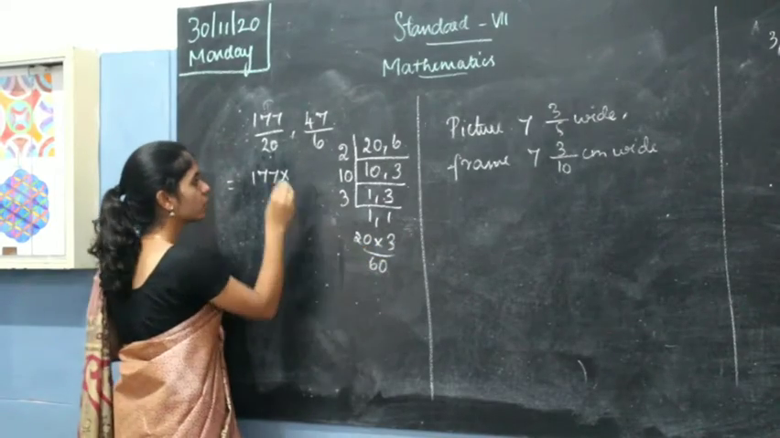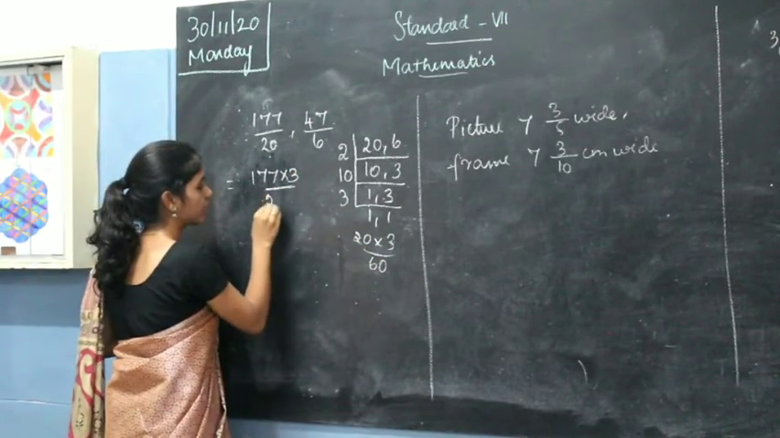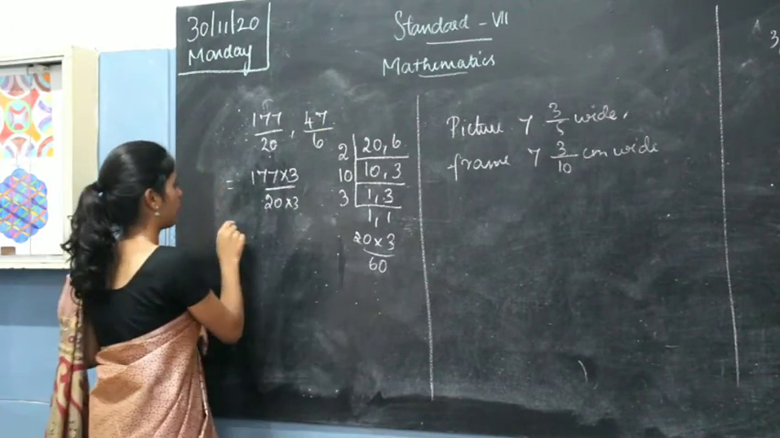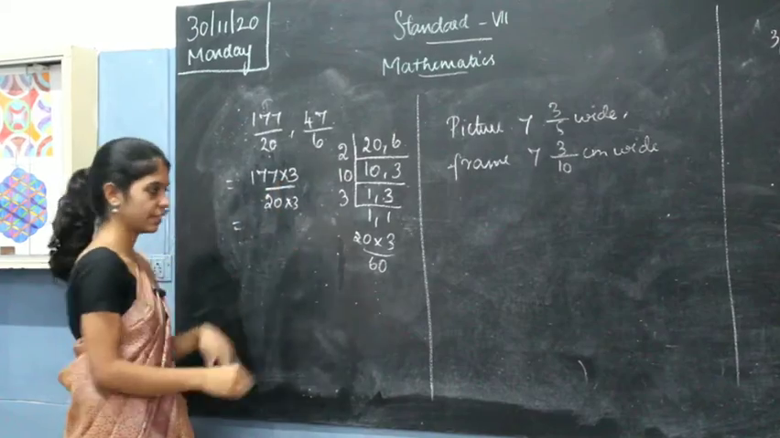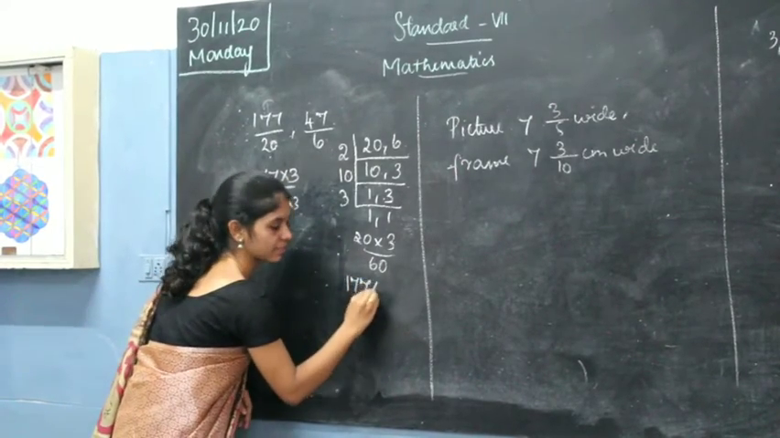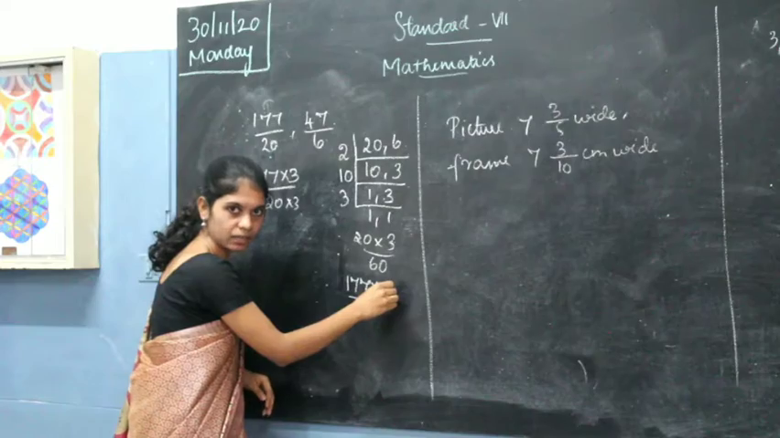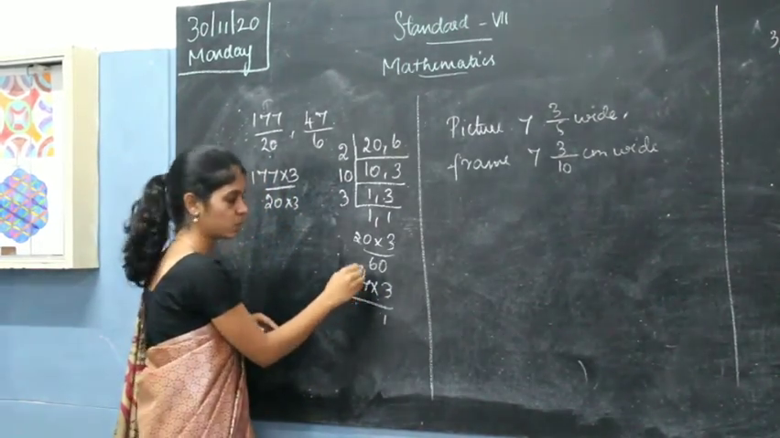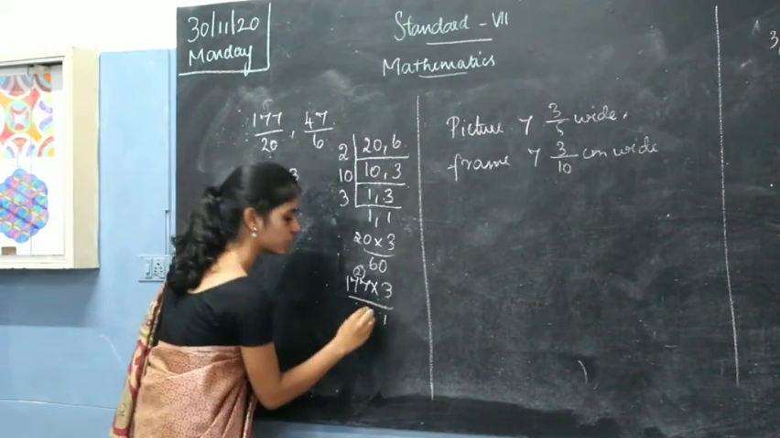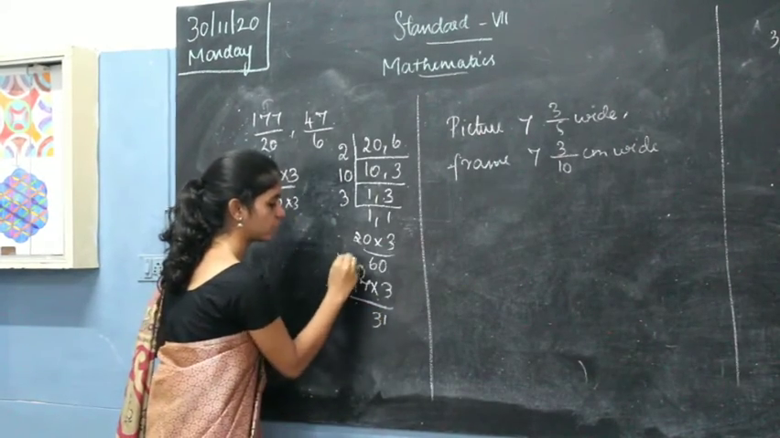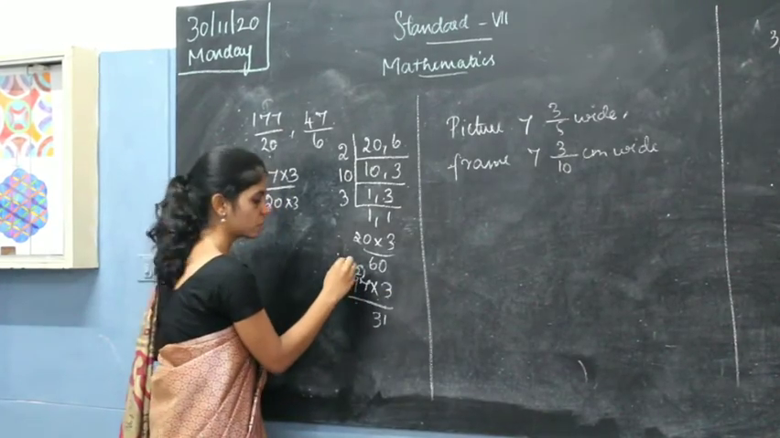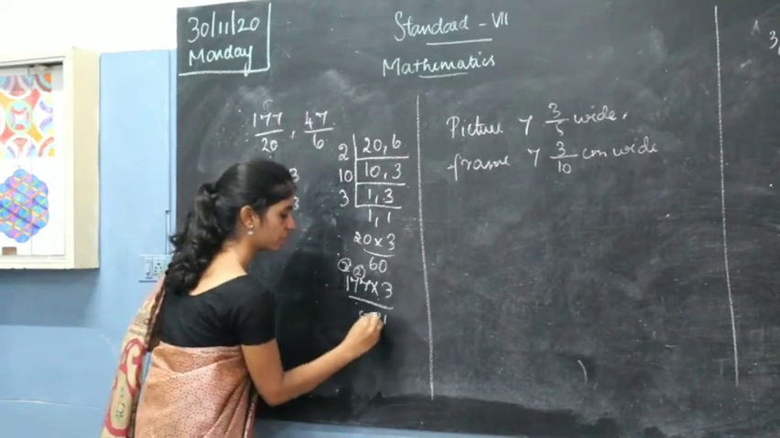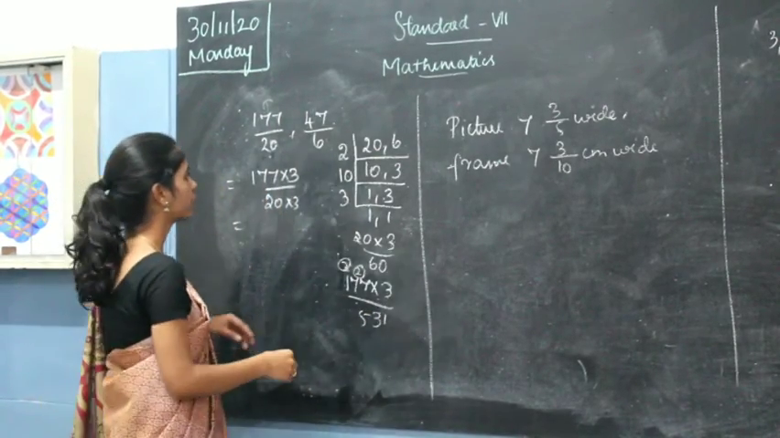20 into 3 will give you 60. So 20 into 3, now 177 into 3, multiplication, 177 into 3, 7 3s are 21, 1 remains 2, 3 7s are again 21, 21 plus remainder 2, which will give you 23, 3 remainder 2, 3 1. So 3 into 1 will give you 3 plus 2 will be 5. Now we are going to multiply.